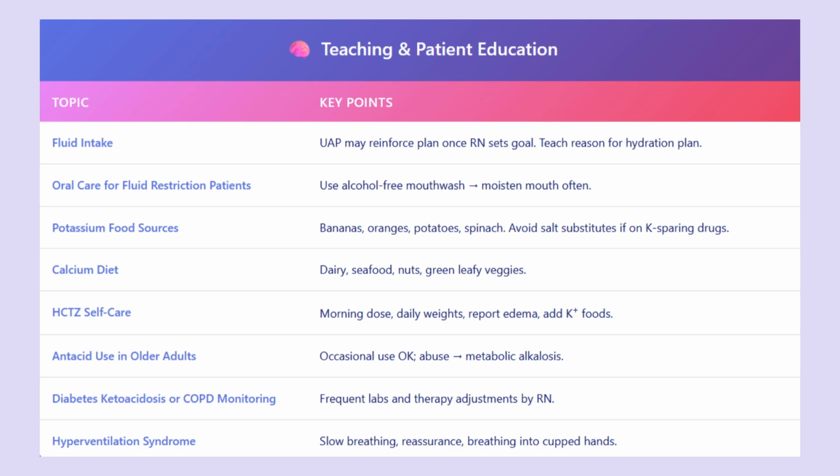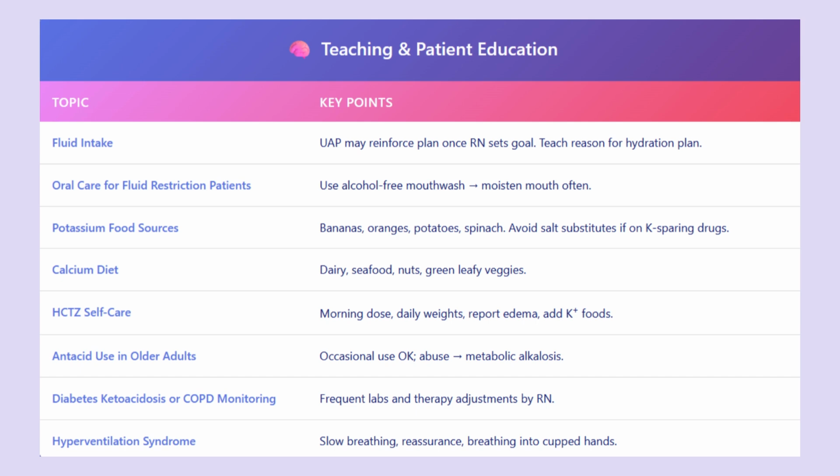For patients taking diuretics, teach them to eat foods rich in potassium, such as bananas, oranges, potatoes, and spinach. Patients with low calcium should eat more dairy products, seafood, nuts, broccoli, and leafy greens. Teach patients taking hydrochlorothiazide, or HCTZ, to take it in the morning to prevent nighttime urination.